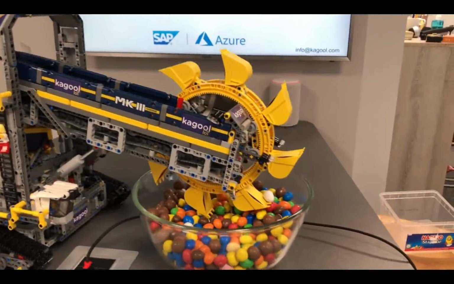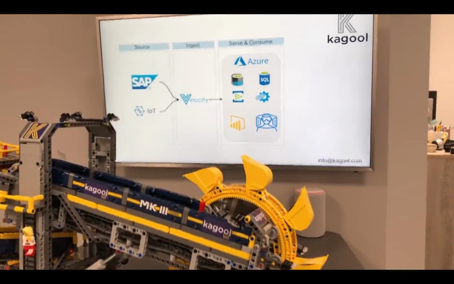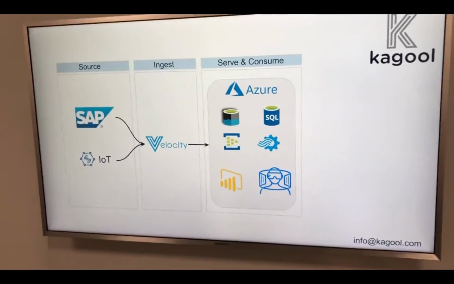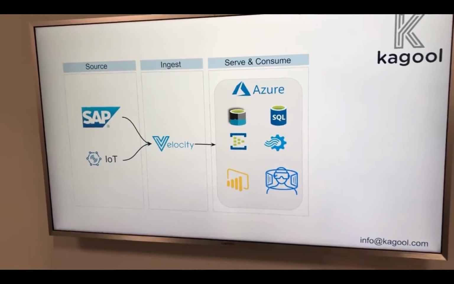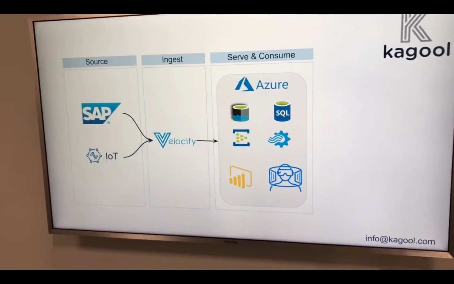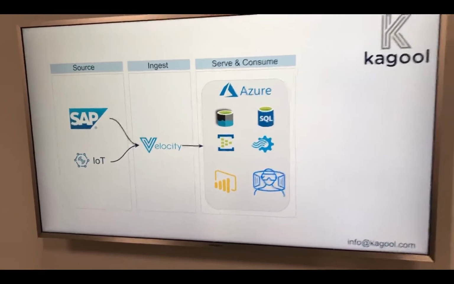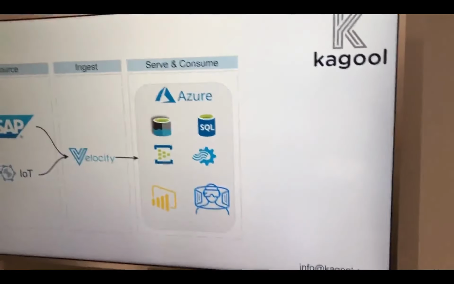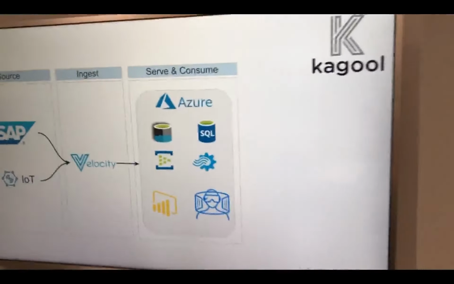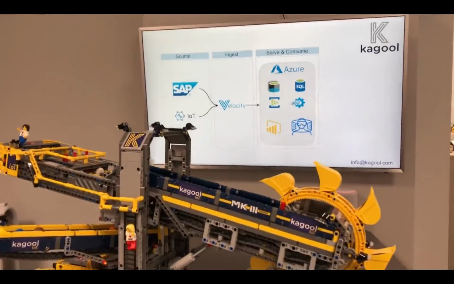Now, taking this further, I just want to show you how the MR solution works. Essentially we ingest the SAP data and IoT data into Azure using our Velocity product, which is the existing ingestion toolkit. Then, as I said before, we present the information using Power BI, and now we're presenting the information through the Velocity Mixed Reality tool. I'll show you an example of how that works.